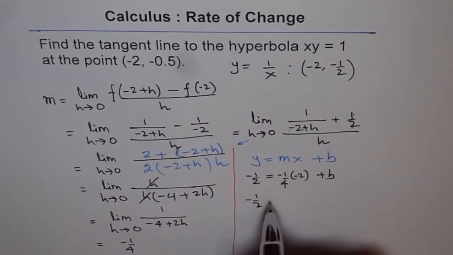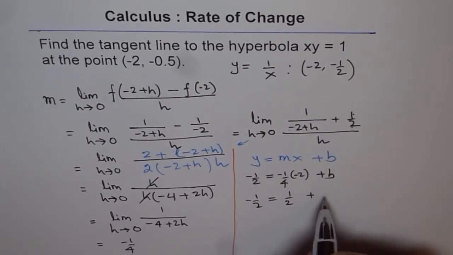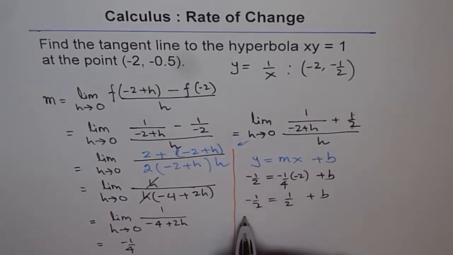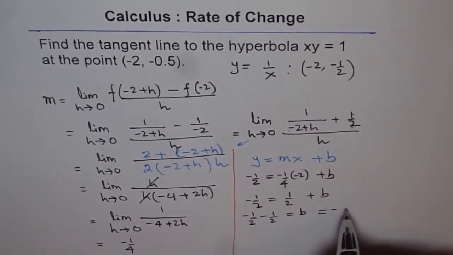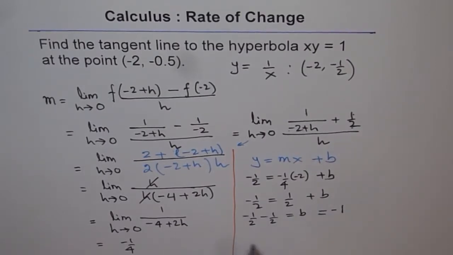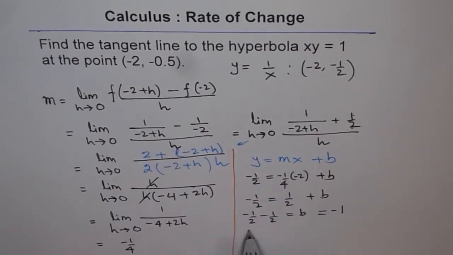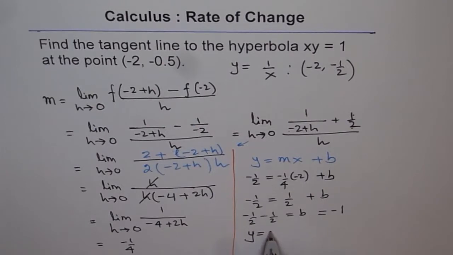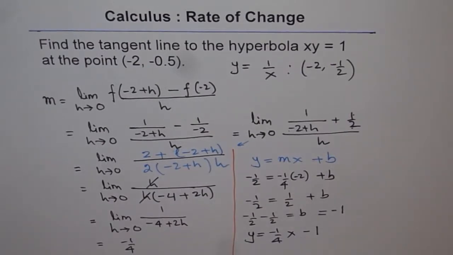So we get -half, and minus times minus is plus, so we get half here, plus b, right? When you bring this half to this side, you get -half minus half equals b. That is, b is equal to how much? Minus 1, correct? So b is minus 1. We can write down the equation, which is y equals -1 over 4 x, and b is -1. So that becomes the equation of our line, right?